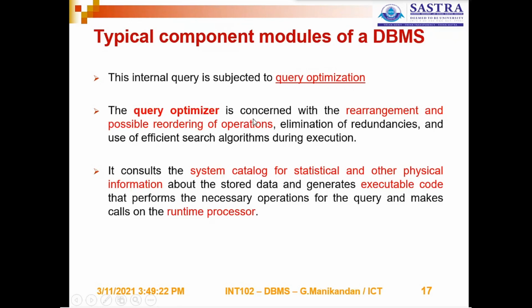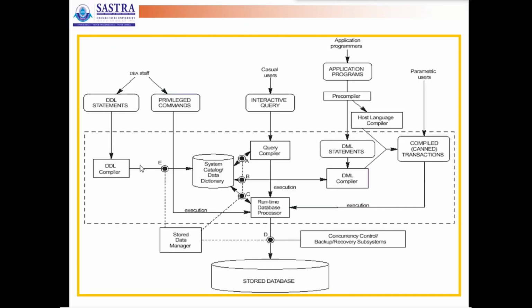For identifying all these things, your query optimizer will refer to the DBMS catalog or system catalog for the statistical and other information that is stored as part of your DDL compiler, and it generates the code. After generating the code, it passes that code to your runtime database processor. Based on the query execution plan, the responsibility of the runtime database processor is to fetch the data that is available in the database.